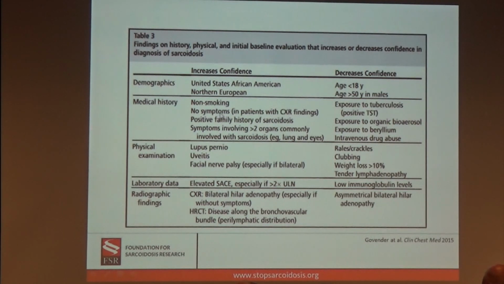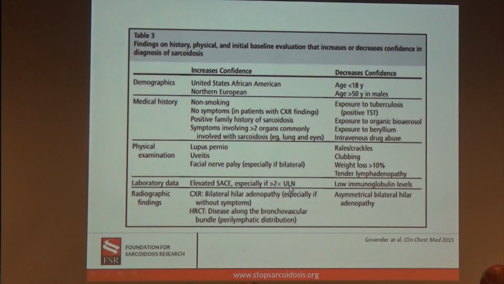That's from a really elegant study in the 1970s that still is one of my most favorite studies. A positive family history of sarcoidosis. So if you have a brother, a sister, a cousin, that makes it more likely. Symptoms involving more than 2 organs. So if you have lungs plus the eyes, or the lungs plus the skin.